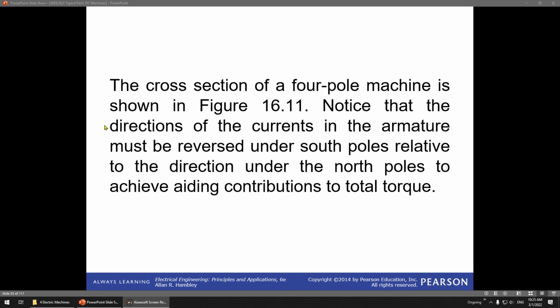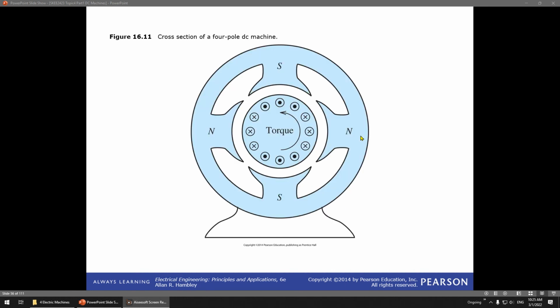Notice that the direction of the current in the armature must be reversed under the south pole relative to the direction under the north pole, to aid the contribution to the total torque. You can see here that at the north pole the current goes into the paper, and at the south pole it comes out of the paper. So the armature current moves like this because you want to aid the total torque produced.